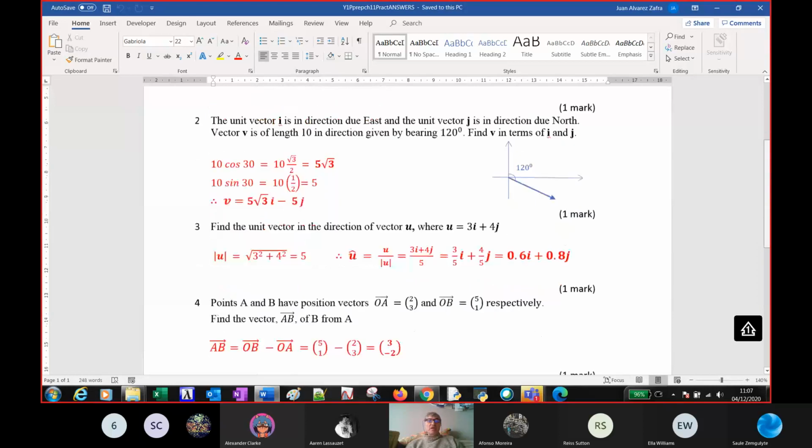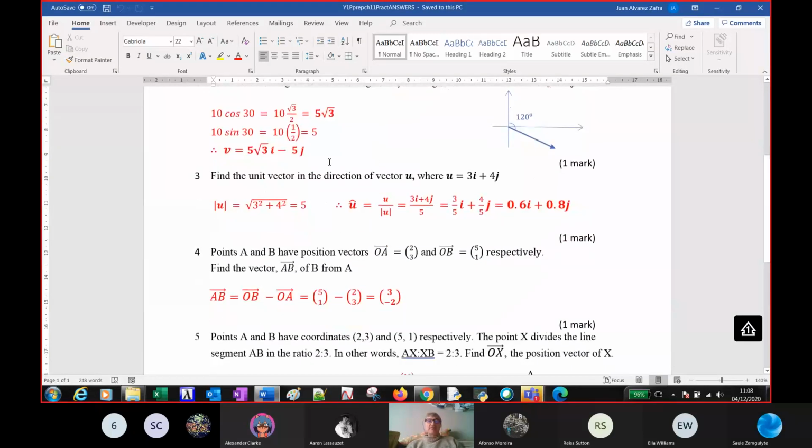Okay, question 3. Sometimes we're asked to work out a vector of length 1 in some direction. So in this case, the vector u points in the direction 3i + 4j, but we want it to still point in that direction, but we want the new vector to be of length 1. So what we do in these cases to get a unit vector is that we work out the length of the vector that we have. So in this case, 3i + 4j has a length of the square root of 3 squared plus 4 squared, by Pythagoras.